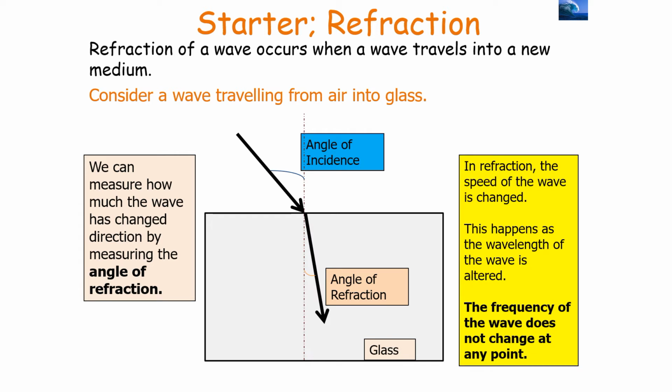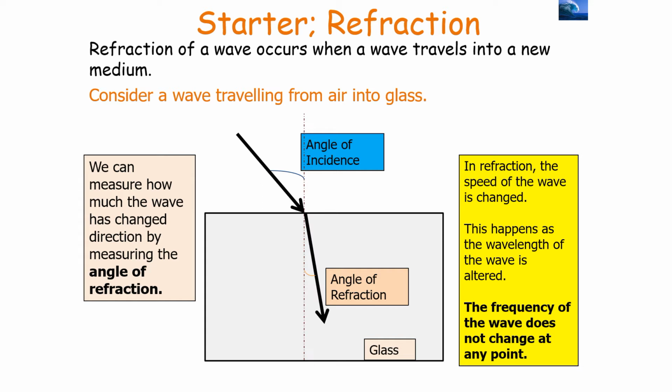Now in refraction, the speed of the wave is changed. Now this happens because the wavelength of the wave is altered, but the frequency of the wave doesn't change at any point. So if the speed was increasing, the wavelength would be increasing. If the speed was decreasing, the wavelength would decrease. But fundamentally, the frequency has to stay constant.